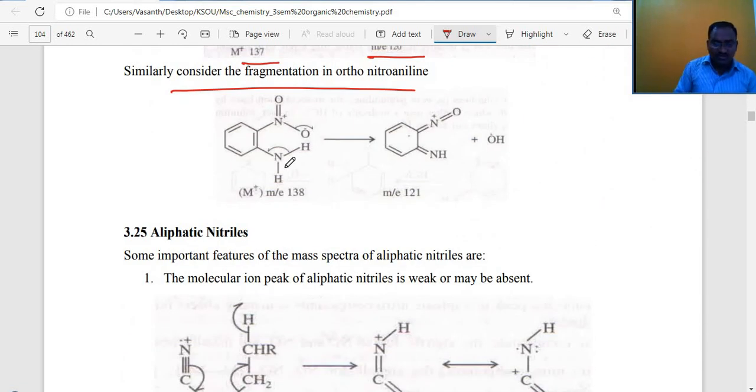In the ortho position, the amine is there, ortho nitroaniline. Here it is having the formation of this OH, and the remaining is benzene, NO, here NH.